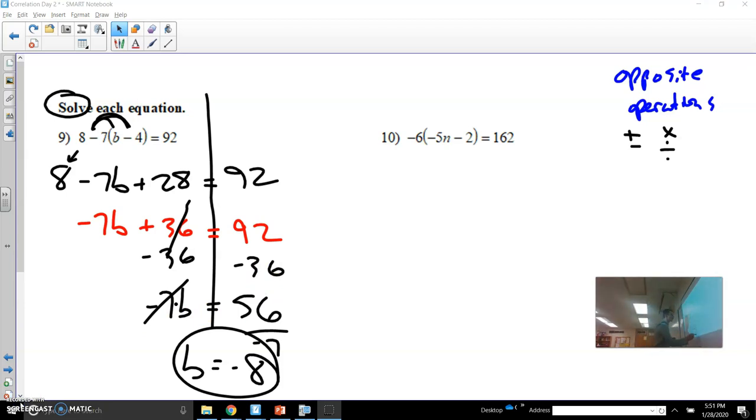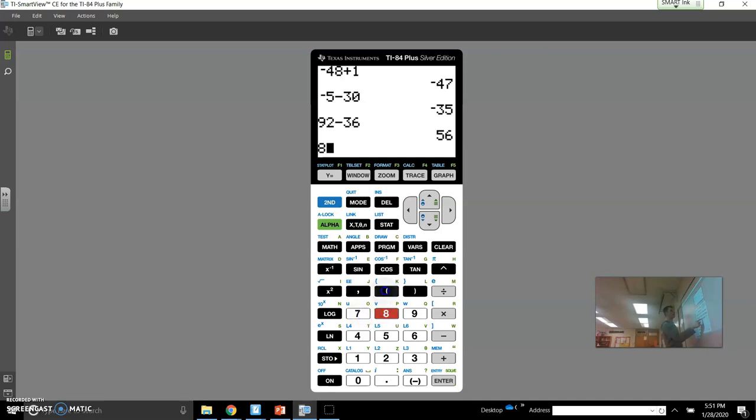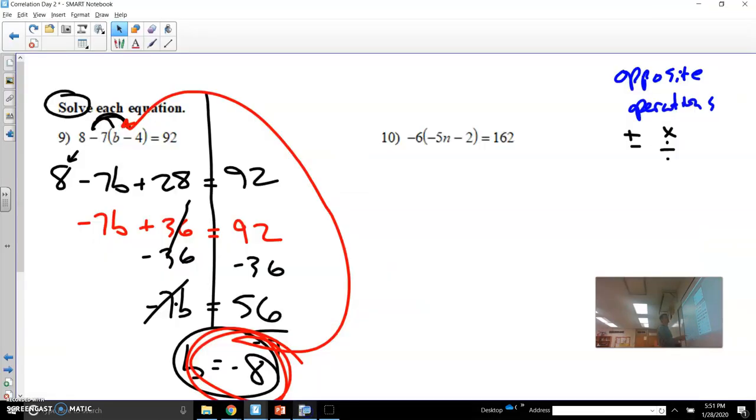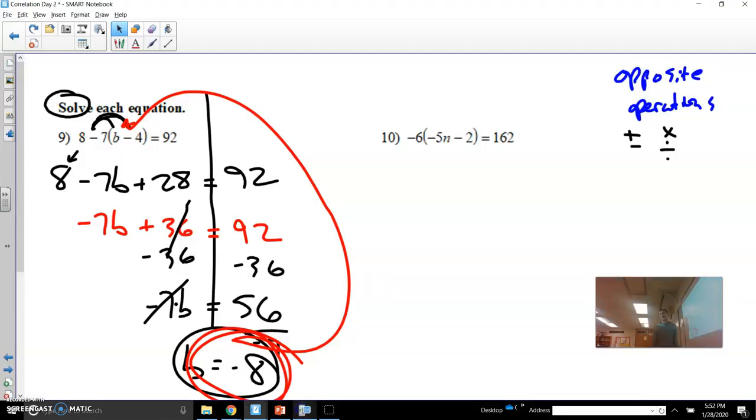And what we need to do back in the problem is replace b with negative 8. And if it's correct, it should calculate 92 when we do it. So negative 8 minus 7, parenthesis, and this is where the x comes in, or b rather, negative 8 minus 4 in the parenthesis. And so this is just a real fast way to know that that is correct. See, it says it's 92, and that's what I wanted it to be, 92. And so that's really what solving is, finding that number that makes it all work.